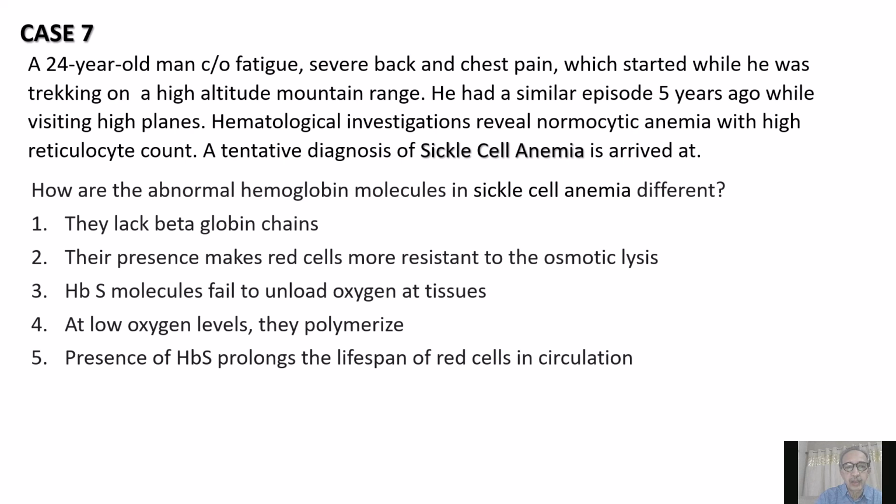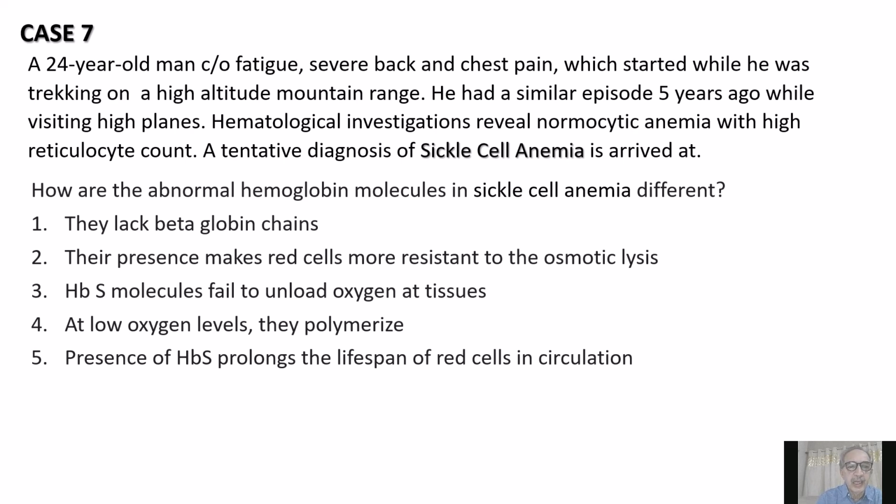How are the abnormal hemoglobin molecules, that is HbS, in sickle cell anemia different from the normal hemoglobin? One: do they lack beta chains? Two: their presence makes red cells more resistant to osmotic lysis. Three: HbS molecules fail to unload oxygen to tissues. Four: at low oxygen levels, they polymerize. Five: presence of HbS prolongs the lifespan of red cells in circulation. Some are true, some are false. We have to pick the right ones.